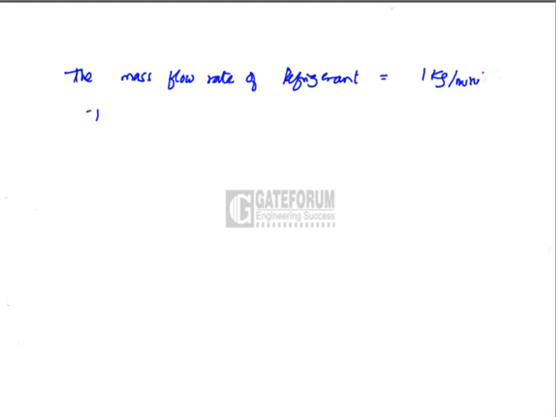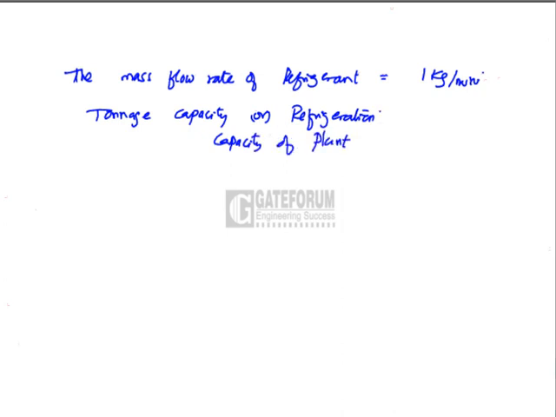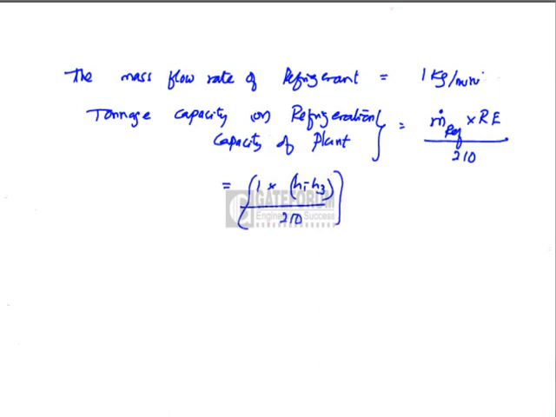Therefore, tonnage capacity or refrigeration capacity of plant is equal to mass flow rate of the refrigerant into RE divided by 210. This is 1 into H1 minus H3 divided by 210, so many tons.